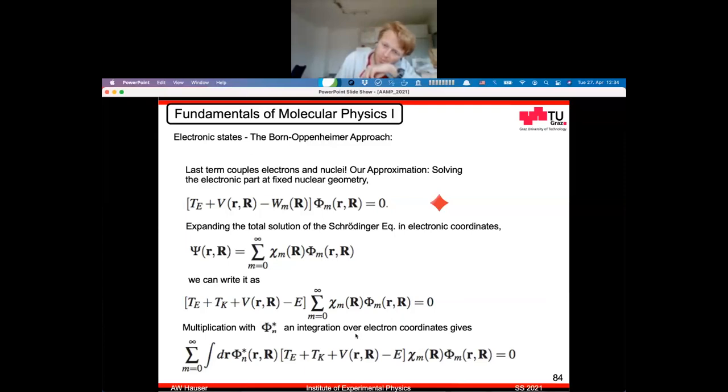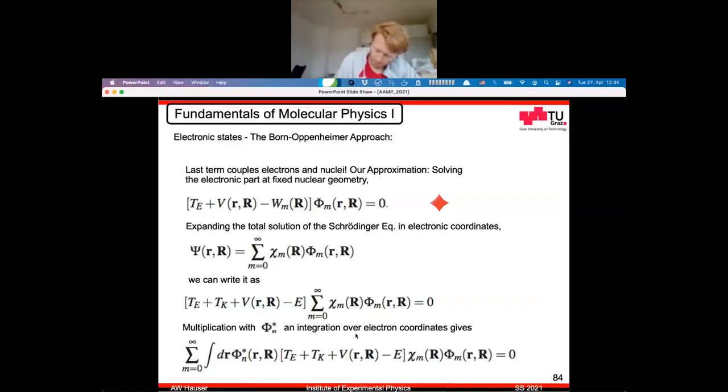Why? Because depending on how your molecule is shaped at the moment, so depending on the nuclear positions, you will end up with a different solution for the electronic wave function, right? So this is the problem to be solved for a given nuclear position.